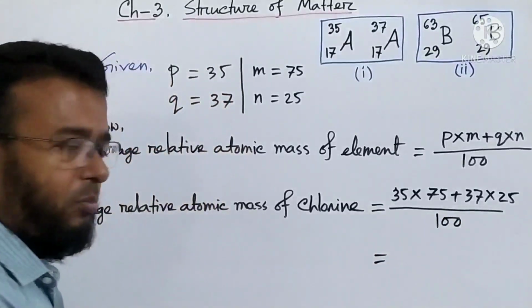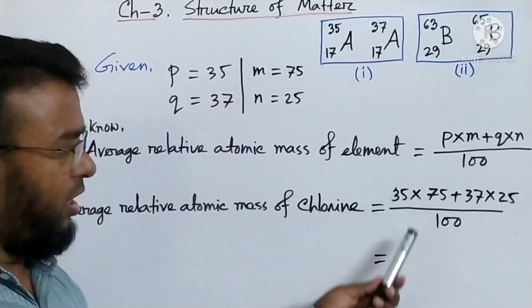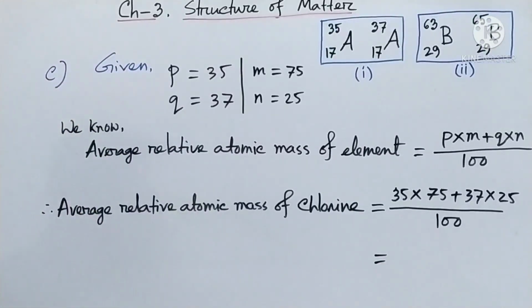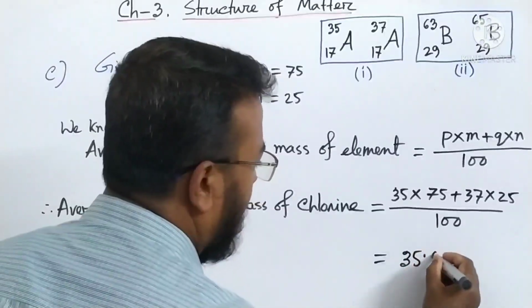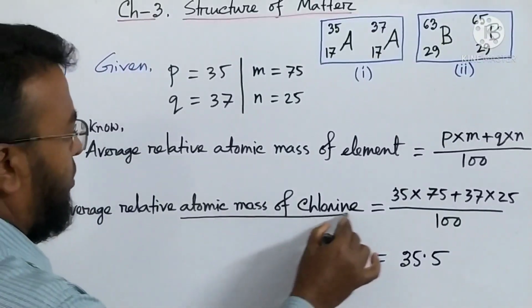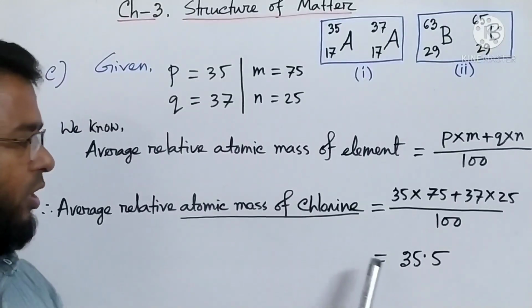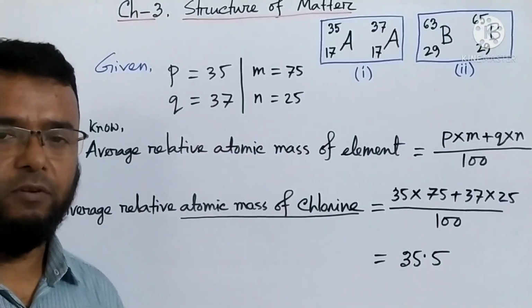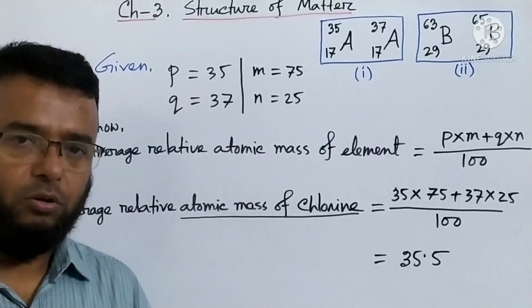Now I think everybody has a calculator. By using the calculator we can solve it easily. Then we'll get the answer, it is 35.5. So the atomic mass of chlorine is 35.5. So according to the question, we have got the atomic mass of chlorine, it is 35.5. All the students, please write it down in your classwork copy.